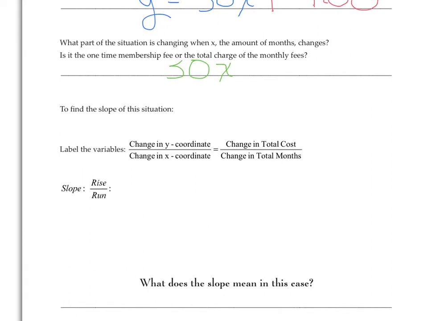Label the variables, the change in y over the change in x. The slope is rise over run. In this situation, the slope is the number that's being multiplied times x. In this situation, the slope is 30. The run is 1 because 30 is 30 over 1. The rise is 30. For every 1 month, the monthly cost is changing by 30. And that's what this means. For every month that Al is being a member of the gym, his monthly cost is changing by 30.